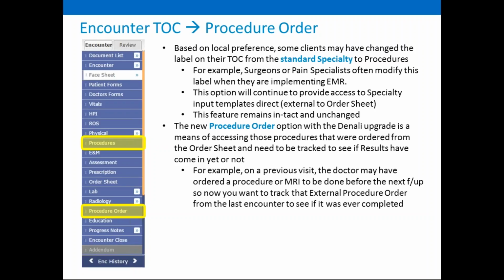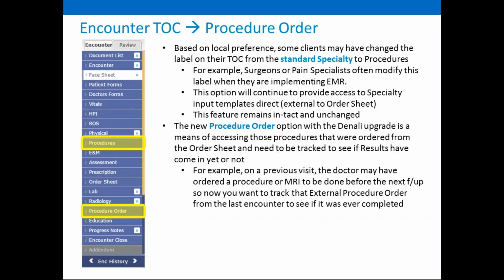Many of our clients have changed that from specialty to procedure because that's what they're actually doing under that option. That's not to be confused. So if you have a label that you have already renamed procedures, that remains unchanged with the upgrade, but you will also now have a new one called Procedure Order. And this new Procedure Order is specifically for procedures done through the order sheet.